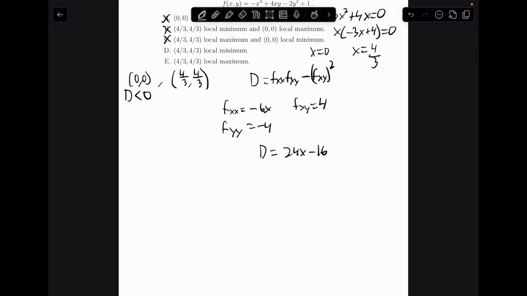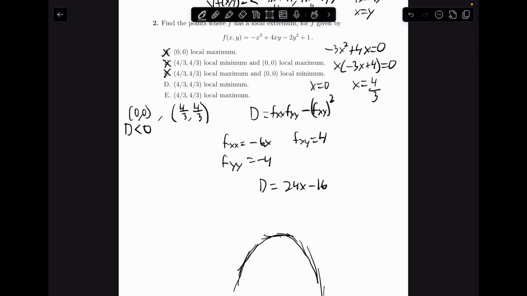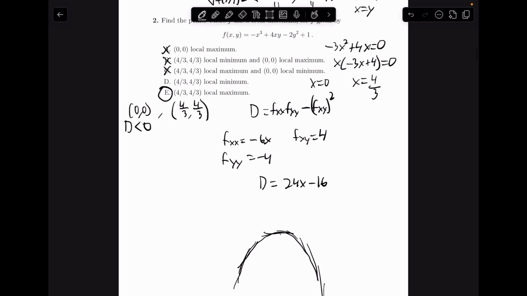In this case, it's negative. And negative means, if you imagine in the 2D dimension, y equals negative x squared, the slope is starting out positive, but it's decreasing. So naturally, we're positive, we're 0, and then we're negative here. And that means we have a max. So E is going to be our answer here.